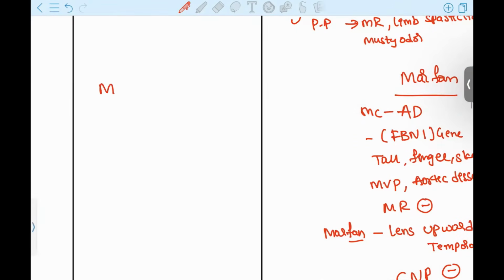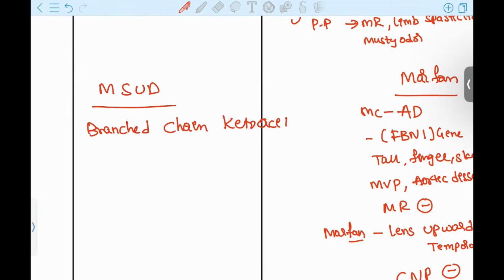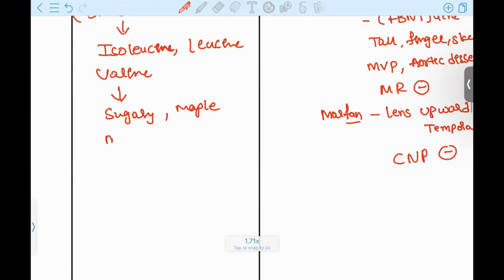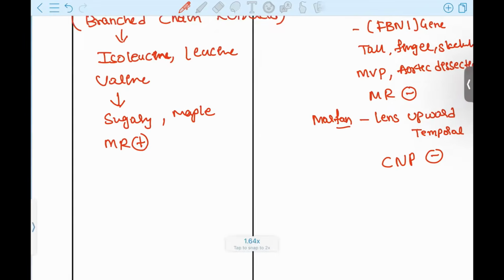And another one is maple syrup urine disease. What is this disease? This is due to deficiency of the branched chain keto acids. What are those branched chains, guys? Isoleucine, leucine, and valine. These three are deficient in these patients, leading to maple syrup urine disease. The smell of the urine will be sugary, like maple candy. This smell will be seen in this patient, and mental retardation is also seen. This is maple syrup urine disease.